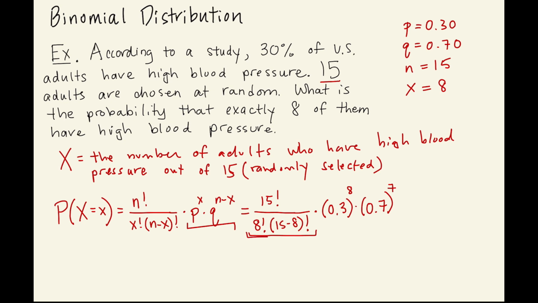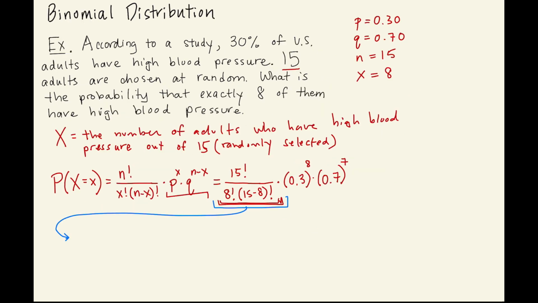I'm going to figure this part out first. And what I would actually recommend is doing this using a calculator. However, I want to show you how to do it by hand, or mostly by hand, just once. Okay, so let's just look at the first part. That's 15 factorial over 8 factorial times 7 factorial.